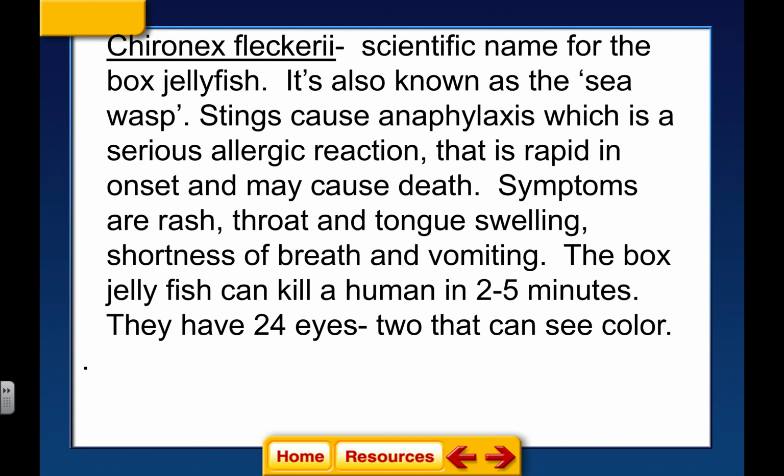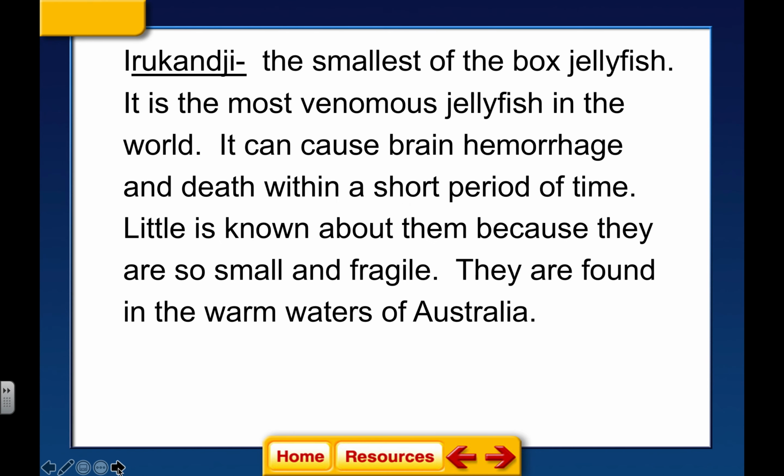So this is a very, very dangerous type of jellyfish, and is mostly located in Australian waters. We don't have box jellyfish in the Gulf. We don't have them in the Pacific Ocean. They're pretty localized to Australia. So they can kill you in a very short period of time.